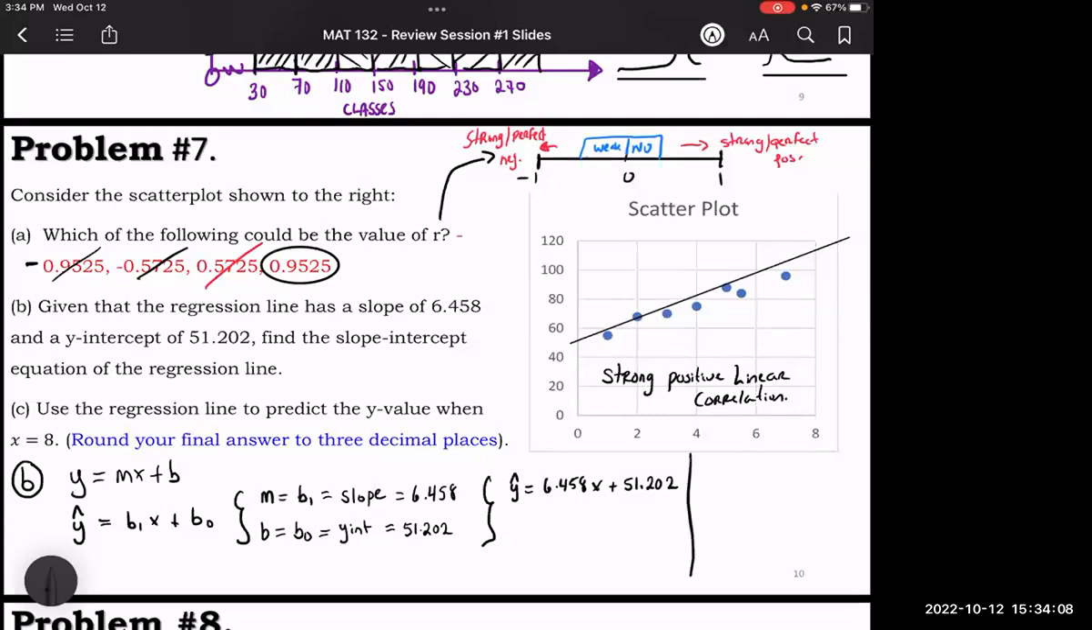Now we can do part C. When x is equal to 8, what do I do to solve for y? Yeah, you plug it into your equation. That's right. So when x is equal to 8, we can say that y hat is equal to 6.458 times 8 plus 51.202. And you do the arithmetic, right?